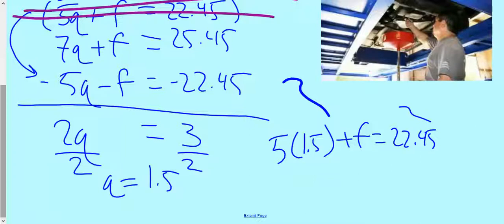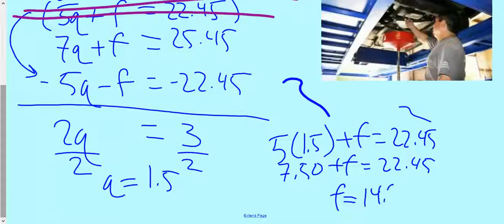I'm going to grab a calculator just because there's a bunch of decimals and I don't want to spend a lot of time on arithmetic for the video. So 5 times 1.5 is 7.50. That one's pretty straightforward. Plus f equals 22.45. I'll just take my 22.45 and subtract my 7.50 from both sides. That leaves me with f equals 14.95. So it's $14.95 for the fee plus $1.50 per quart of oil.